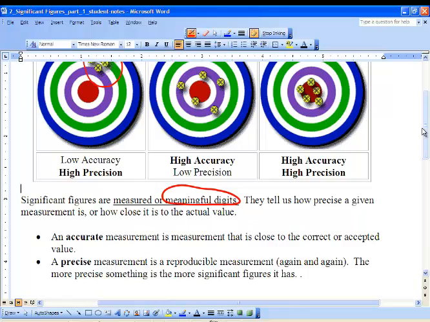A precise measurement is a reproducible measurement. Therefore, we can measure our height again and again and we get the same answer. The more precise something is, the more significant digits or figures it has.